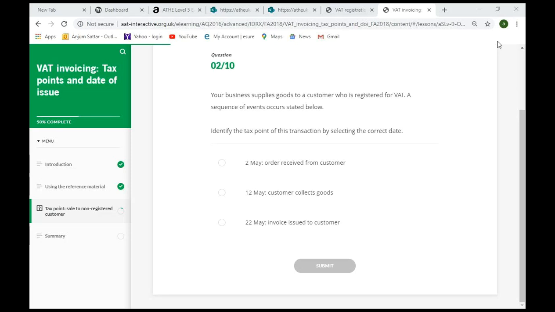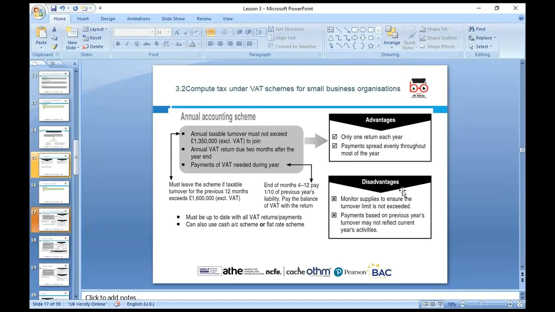Sir, the screen is showing the VAT invoicing tax points. Oh, okay, sorry. Just need to change. Is it okay now? Yeah, now it's okay.